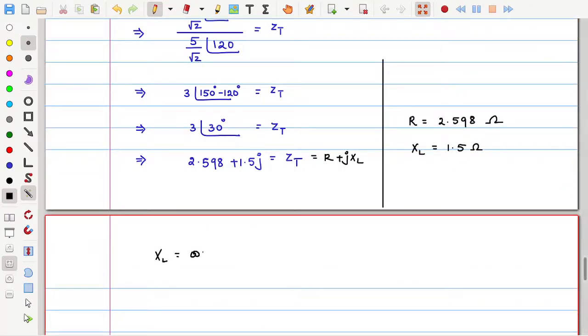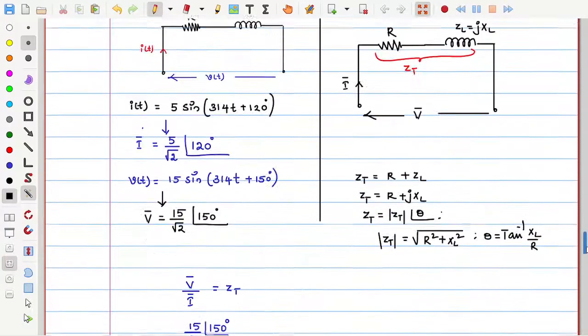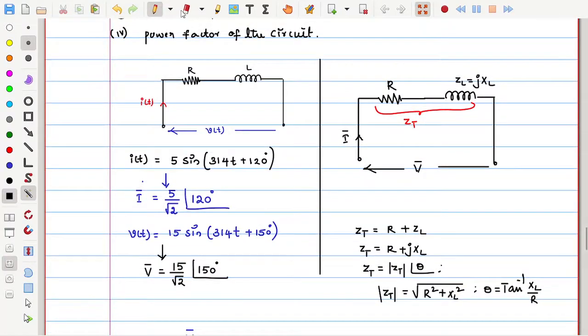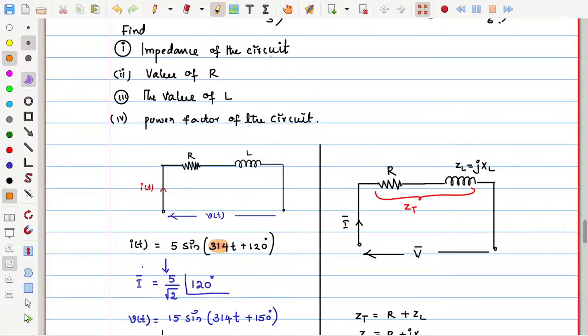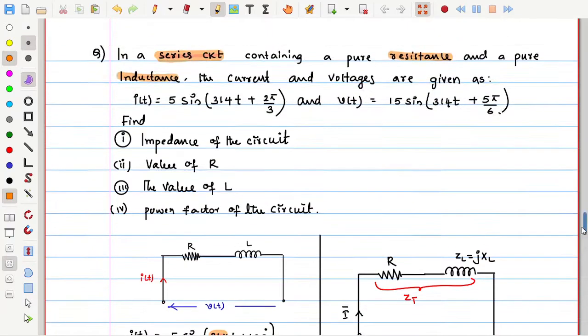omega L, which is equal to 1.5 now. So how much is omega? Can you see the current or voltage expression? See this, what is this value? The omega. 314. Why? Because it is in the 5 sin omega t plus theta format. Every time they will not say omega is 314. You should understand that. If frequency is given, you can write 2 pi f. But frequency is not given. Instead of that, omega is given here.